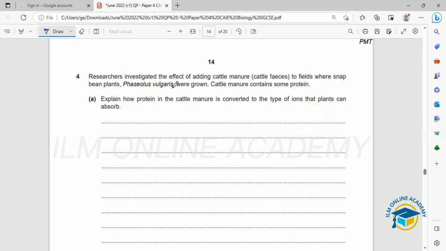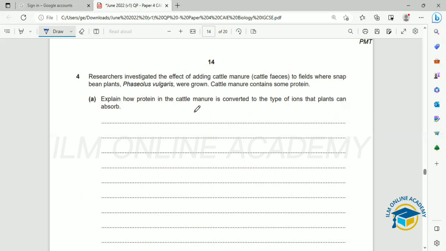Now, nitrogen is present in our atmosphere at 78%, but plants cannot use that atmospheric nitrogen, so they have to get it in the form of ions or soluble forms which the plants can actually absorb and get its benefits, right? So sometimes farmers have to use fertilizers in order to provide the essential nutrients to the plants. Now we need to explain how protein in the cattle manure is converted to the type of ions that plants can absorb.